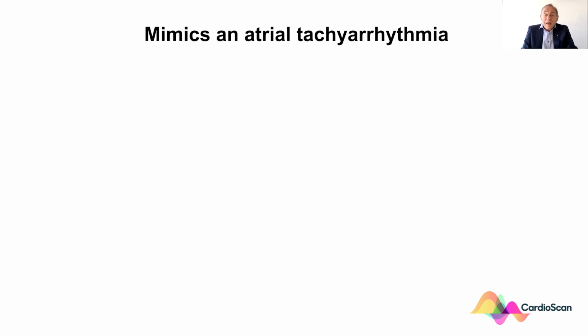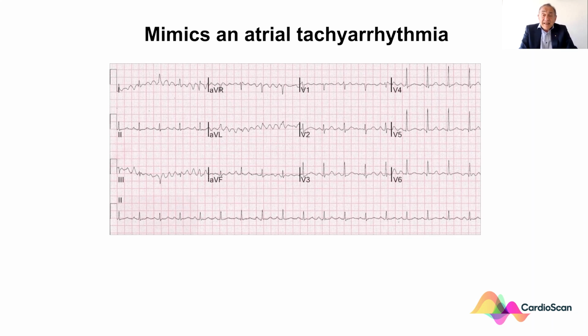It may mimic an atrial tachyarrhythmia. For instance, this ECG was interpreted as atrial fibrillation with a rapid ventricular response. If you look carefully at the leads, you'll see the following. We can see in leads 1 and 3 there is quite marked artifact. If you look at lead 2 with the rhythm strip, it is clearly sinus rhythm.